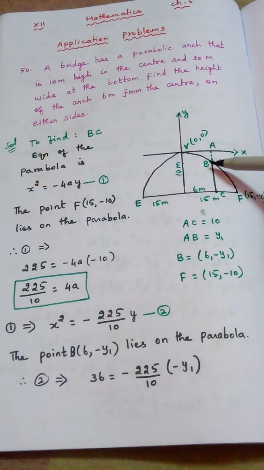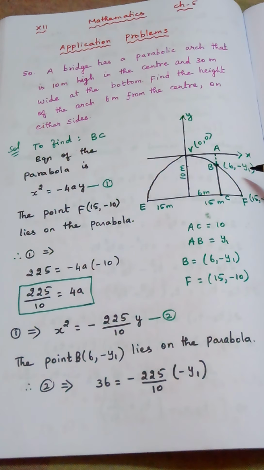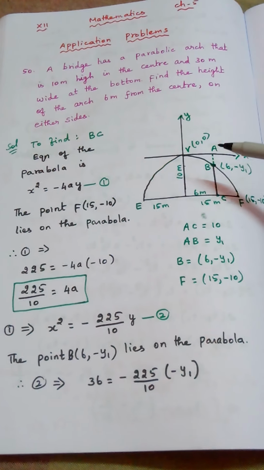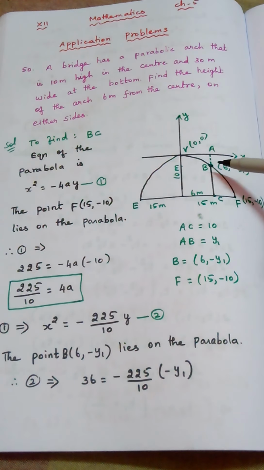Since it lies on the Y axis, I have written it as Y1. Why am I putting a minus symbol? Because it is coming downwards of the Y axis. Is it right? Since it is downwards of the Y axis, we are putting minus Y1.